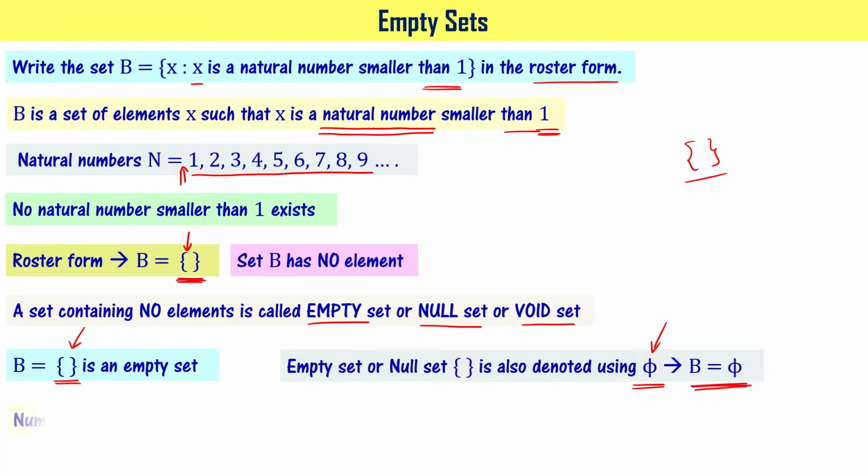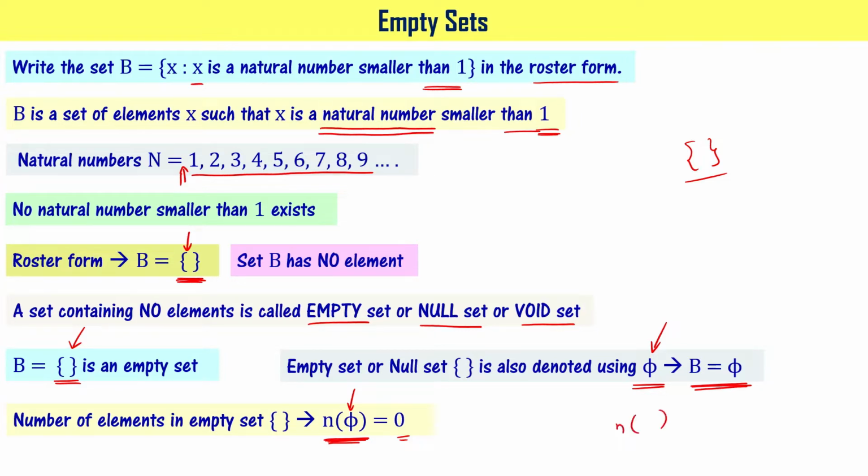Understood? Now, the number of elements of the empty set, we know it is 0, right? That is mathematically represented as n of phi is equal to 0. Here phi denotes the empty set. The number of elements of the empty set is 0. When you have n of something like A, it says the number of elements in set A. Understood? Since the empty set is denoted using phi, the number of elements in set phi is equal to 0. Understood?